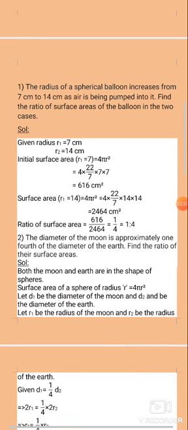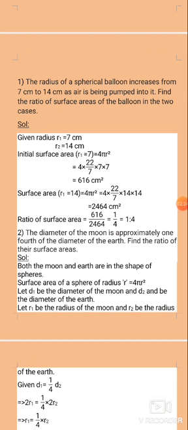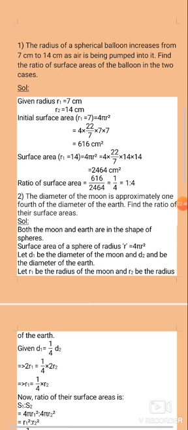Now what is the condition given? D1, the diameter of the moon, is 1/4 of the diameter of the earth, that is 1/4 of D2. Now what is D1? Twice of R1 is equal to 1/4 into 2 into R2. Now 2 is on both sides, so we can cancel. Remaining, R1 is equal to 1/4 into R2.